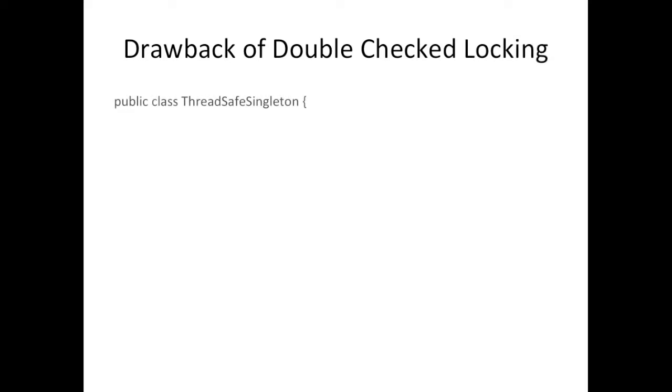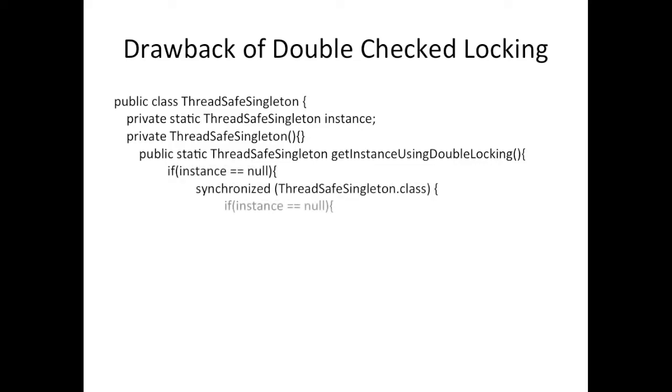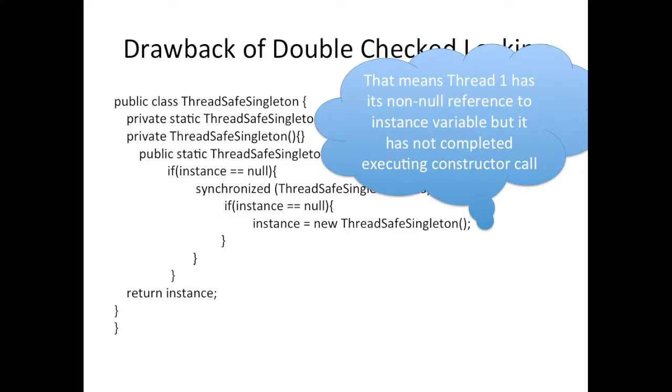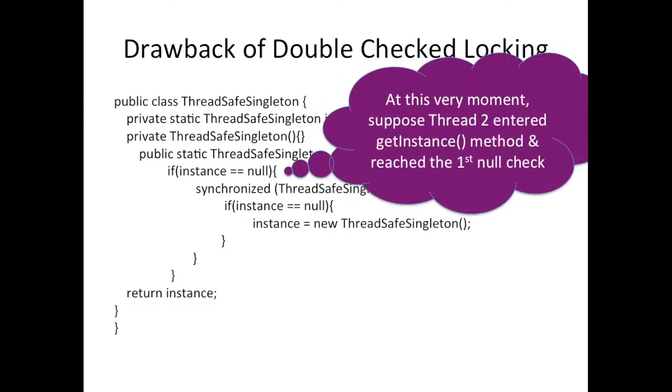Now what is the drawback of the double check locking class that we created? Now assume thread 1 is executing this line where it is executing the constructor call. Now that means that thread 1 has a non-null reference in its instance variable, but it has not completed the constructor call. So that means there is a half-baked object at this point of time.